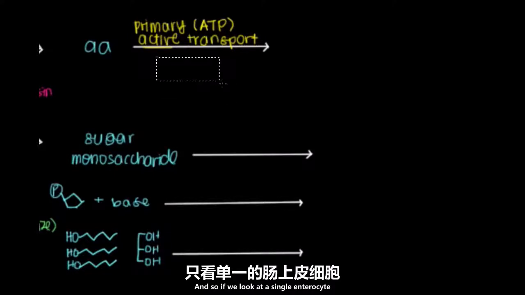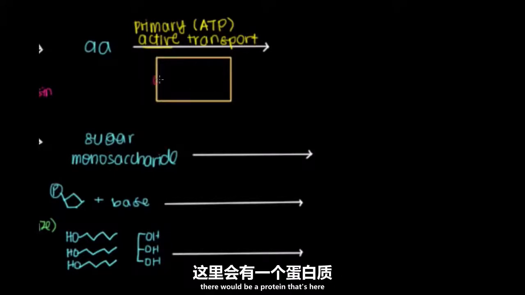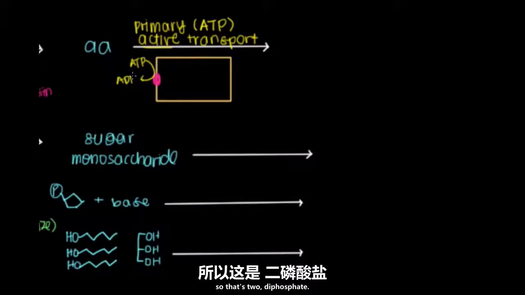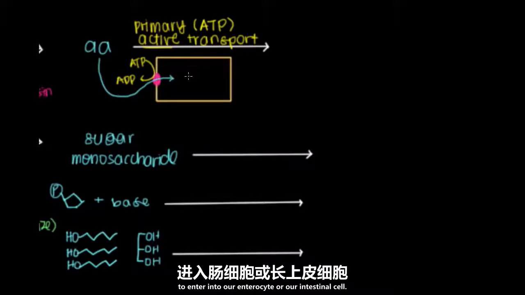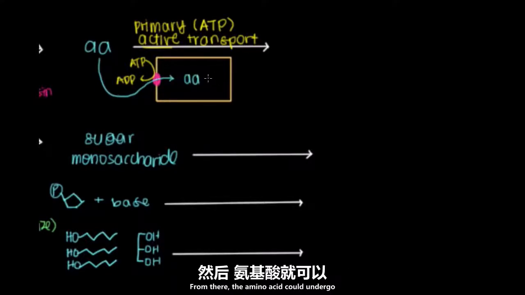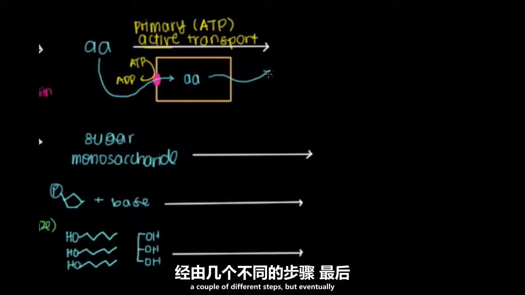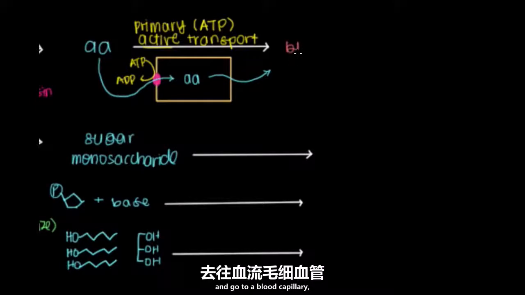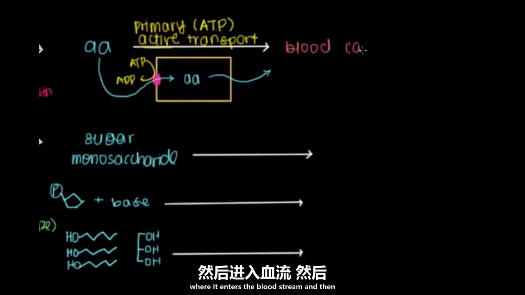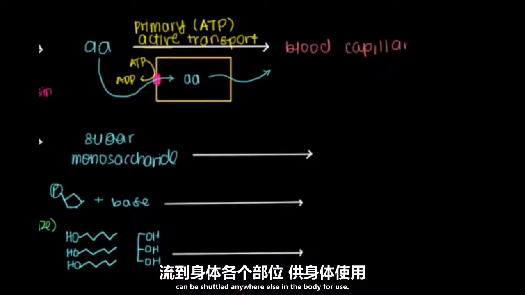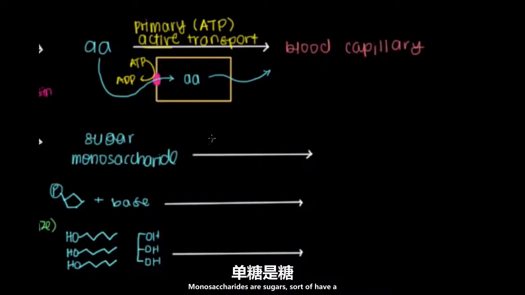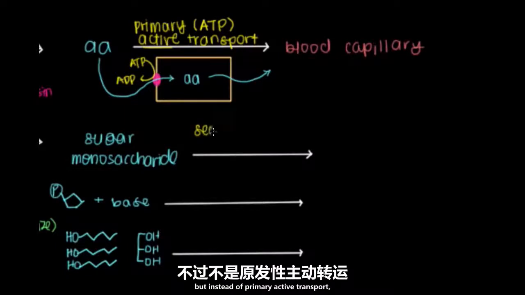And so if we look at a single enterocyte or an intestinal cell, there'd be a protein here on the cell membrane. This protein would break apart our ATP, cleaving off one of the phosphate groups to release adenosine diphosphate, so that's 2 phosphate, and in doing so would allow our amino acid to enter into our enterocyte, or our intestinal cell. From there, the amino acid can undergo a couple of different steps, but eventually will leave the enterocyte and go to a blood capillary, where it enters the bloodstream and then can be shuttled anywhere else in the body for use.